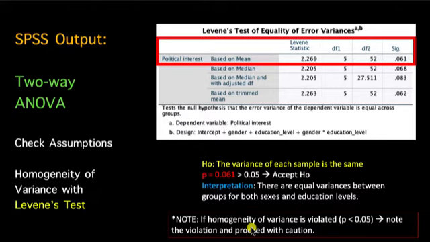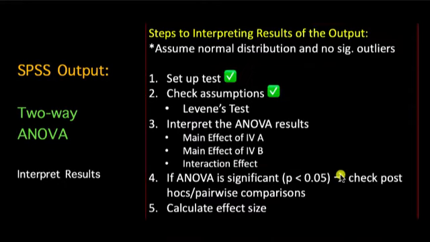Now, if you happen to violate homogeneity of variance, in which case maybe this value ends up being less than 0.05, we'll still note, hey, we rejected homogeneity of variance, but we're just going to keep running through the test so that you get experience practicing all of the procedures. Alright, so now we've checked our assumptions. The next thing would be to interpret the ANOVA results.